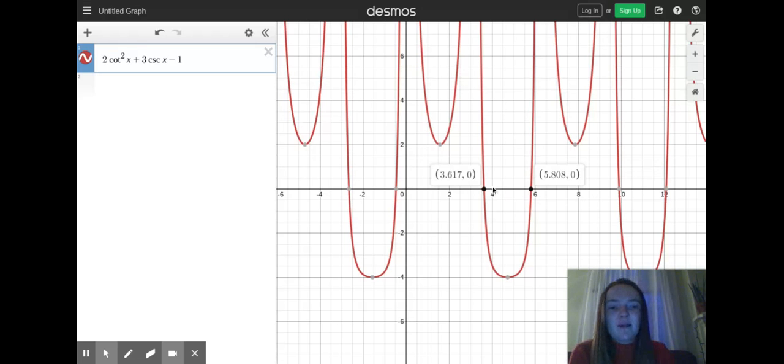Note here how the only answers I'm really looking at, if I want to represent my answer generically, are the answers from 0 to 2 pi. The reason I want to do that is anything after 0 to 2 pi is just going to be a repeat. In fact, I'm going to copy and paste these over, and then I'm just going to write them generically. So honestly, the answer right here, just using Desmos, is going to be 3.617 plus 2 pi n, and 5.808 plus 2 pi n. It is as easy as that.